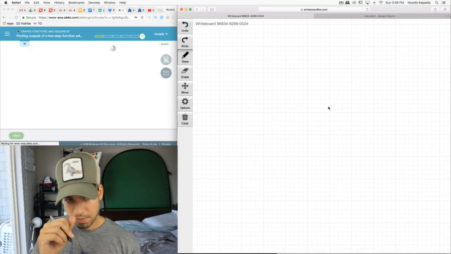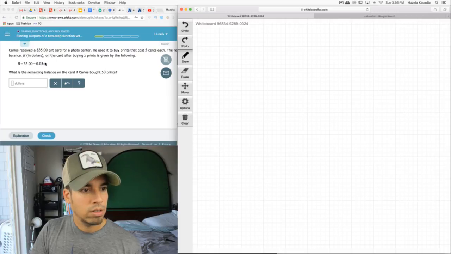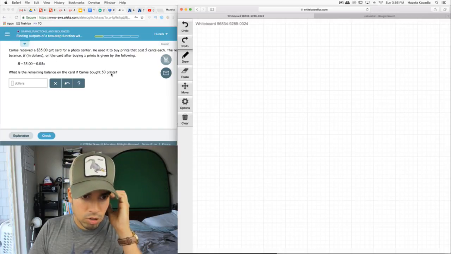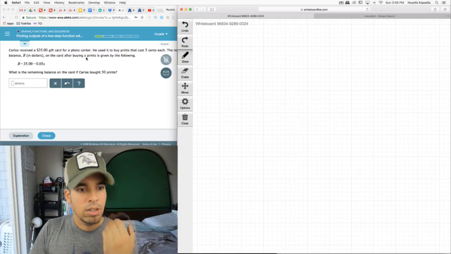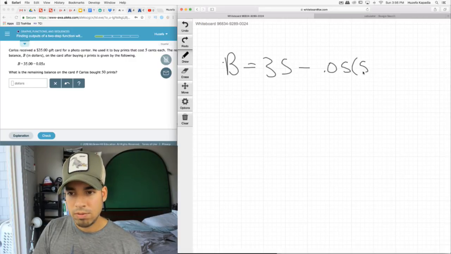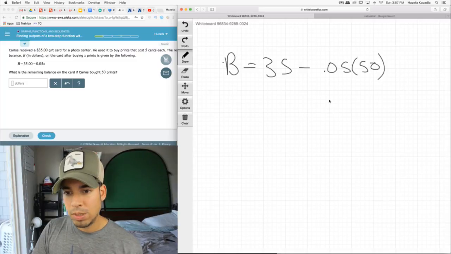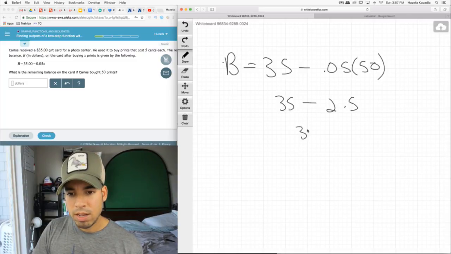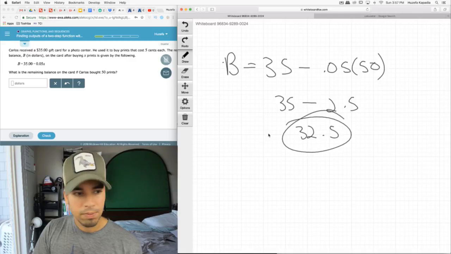Same thing here. I'm not going to really read this. I'm just going to say, what is the remaining balance on the card if Carlos bought 50 prints? Again, x represents the number of prints, so we're plugging this value in over here. 0.05 times 50 would be 2.5. 35 minus 2.5 is 32.5.